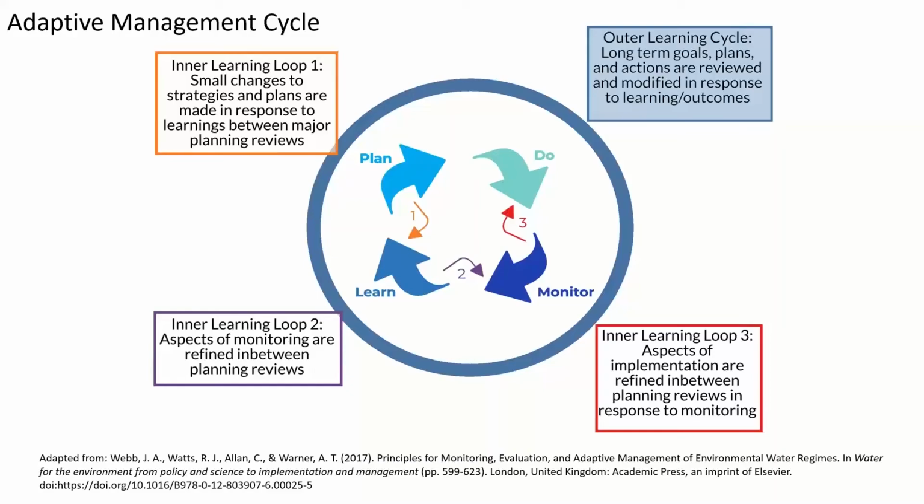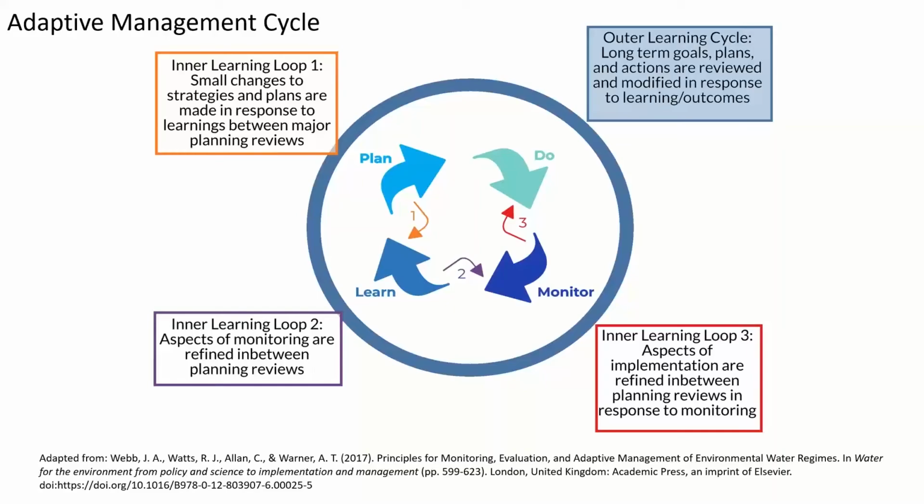So adaptive management is an approach where policies are treated as hypotheses, right? And management actions are treated as experiments. And essentially, it's a structured process of learning by doing. And the best way I can visually explain that is by this adaptive management cycle, right? So we plan, we do, we monitor, we learn, and then we repeat the cycle.